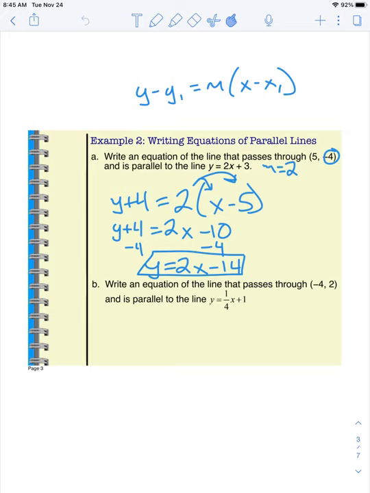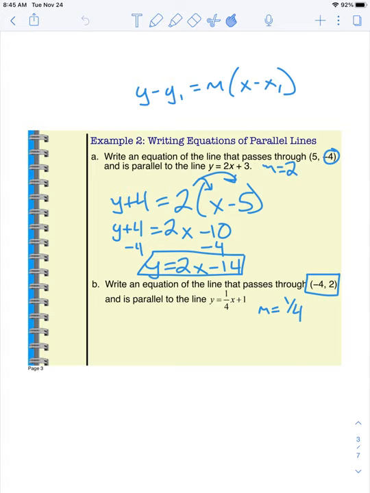Okay, so now I want to show you the second method of getting an equation in slope intercept form. When we have the slope and the point, we can actually plug in -4 and 2. So I'm just reading my ordered pair here, x and y, so that then we can find the intercept. Okay, so write an equation of the line that passes through -4, 2 and is parallel to the line y equals 1/4 x plus 1. I know my slope is 1/4.